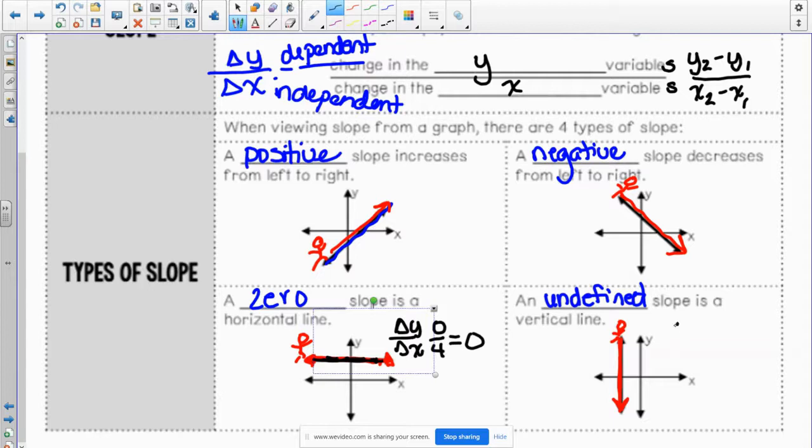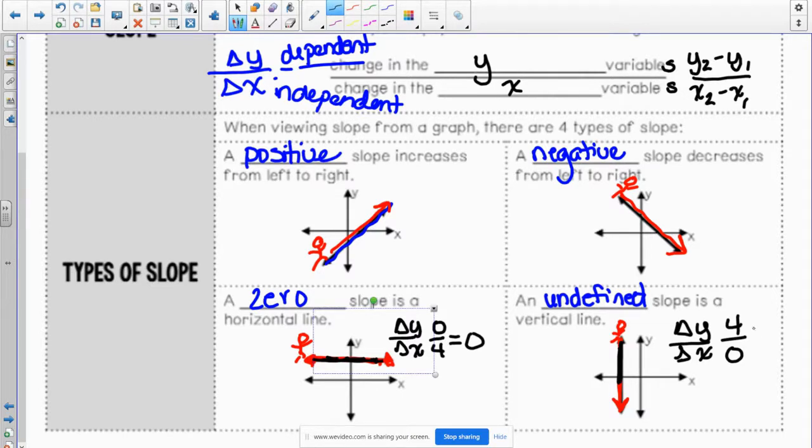The other way, if you do the change of the y over the change of the x, the y changes a lot. Okay, and we could say again, this is 4. You could say 5, 1, whatever you want. And then the change of the x going this way, so horizontally or left to right, has 0 change. Now, if you take something that is 4 and you divide it into 0 parts, you mathematically can't do that.